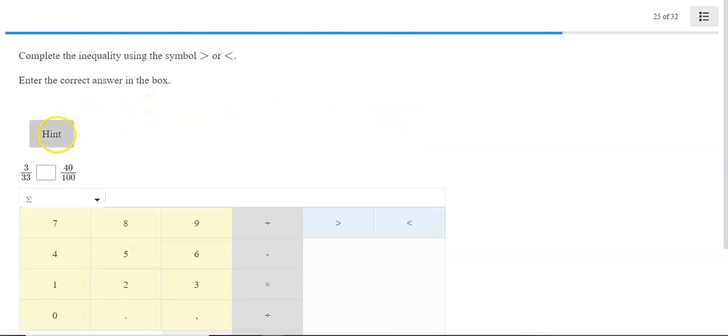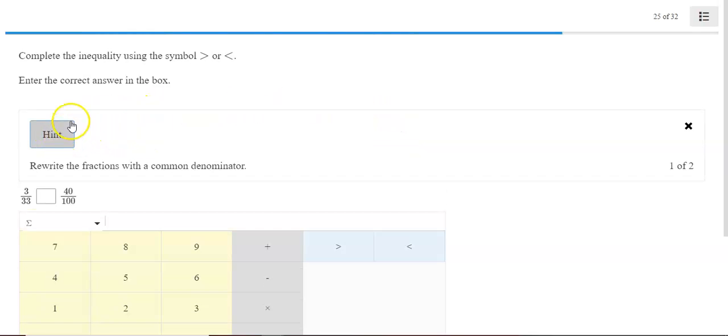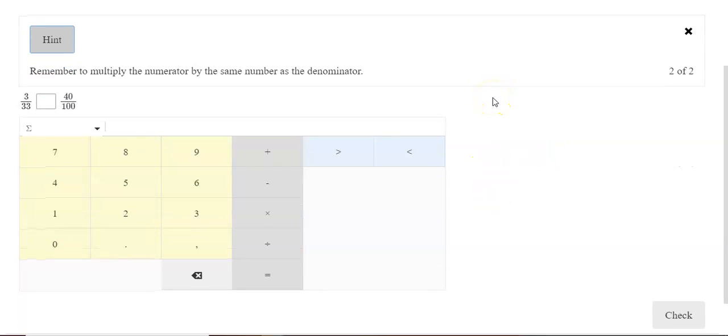Okay, on this one, sometimes you don't have to find a common denominator. Sometimes you can kind of say, hey, what's closest to 0 and what's closest to half? If I only give you 3 out of 33 pieces, that's closer to 0. If I give you 40 out of 100, that's almost half. So this is less than.